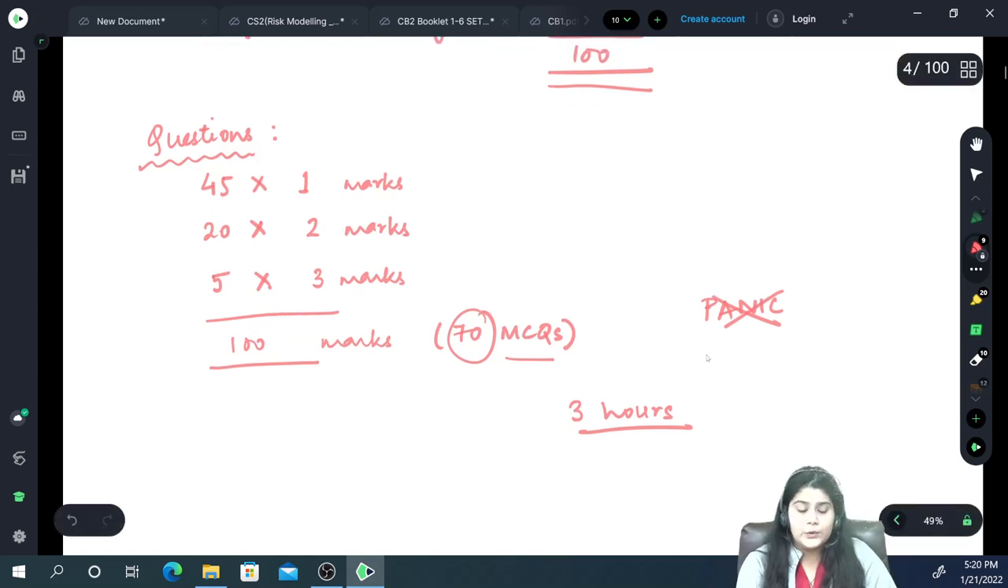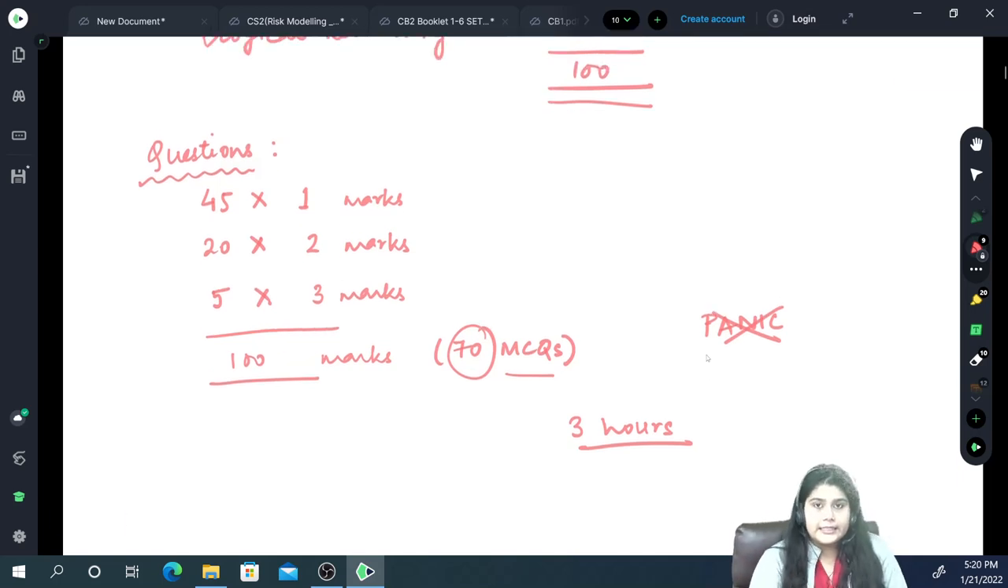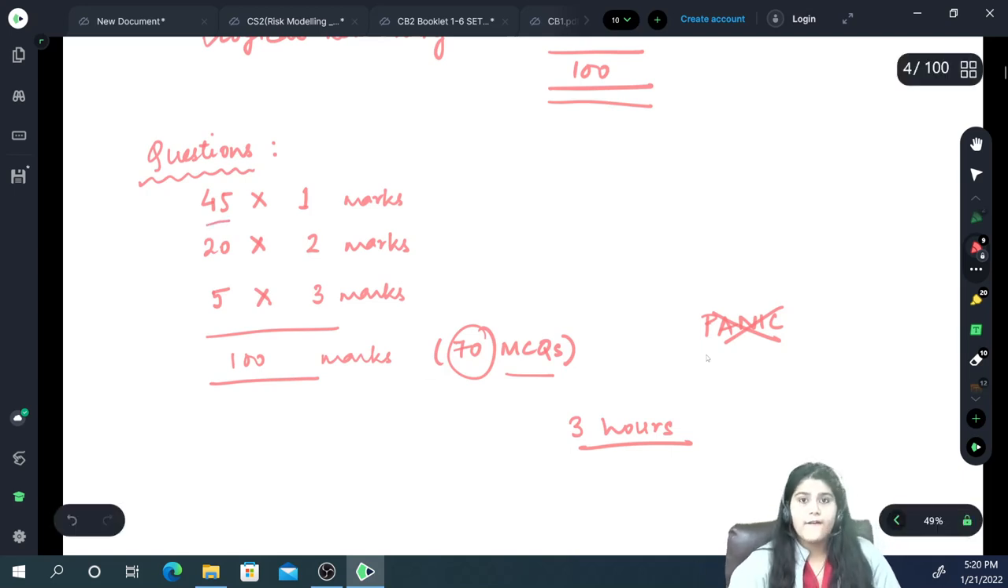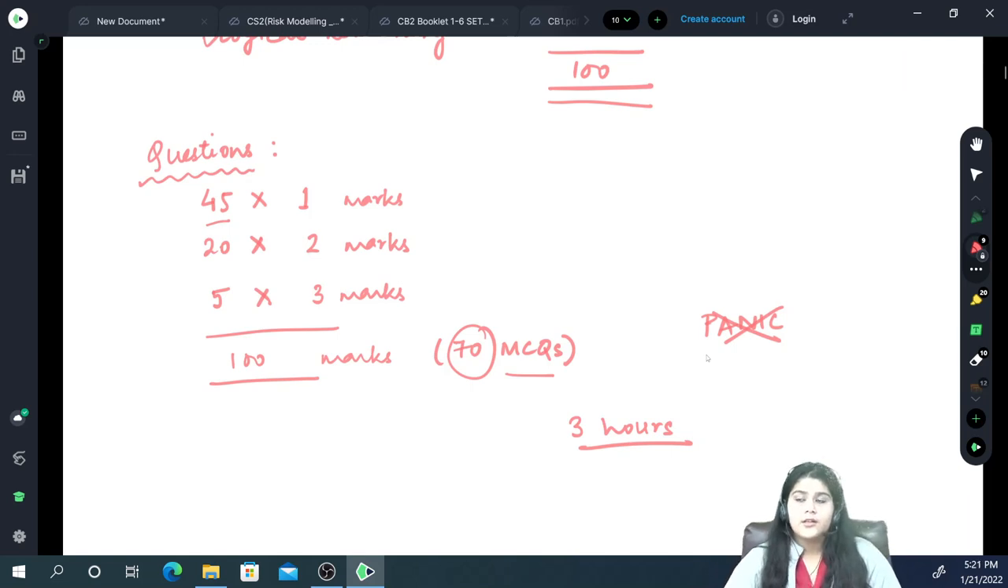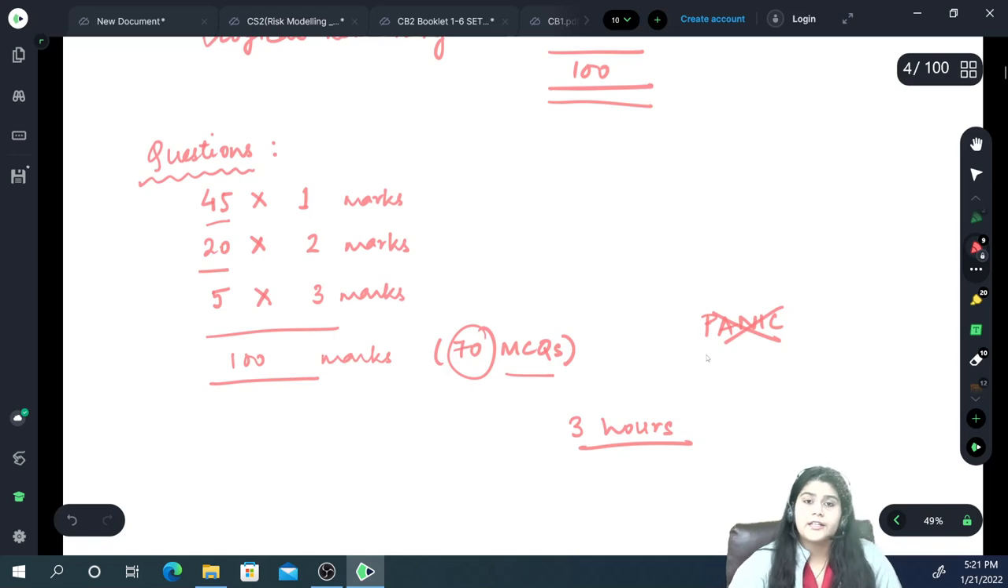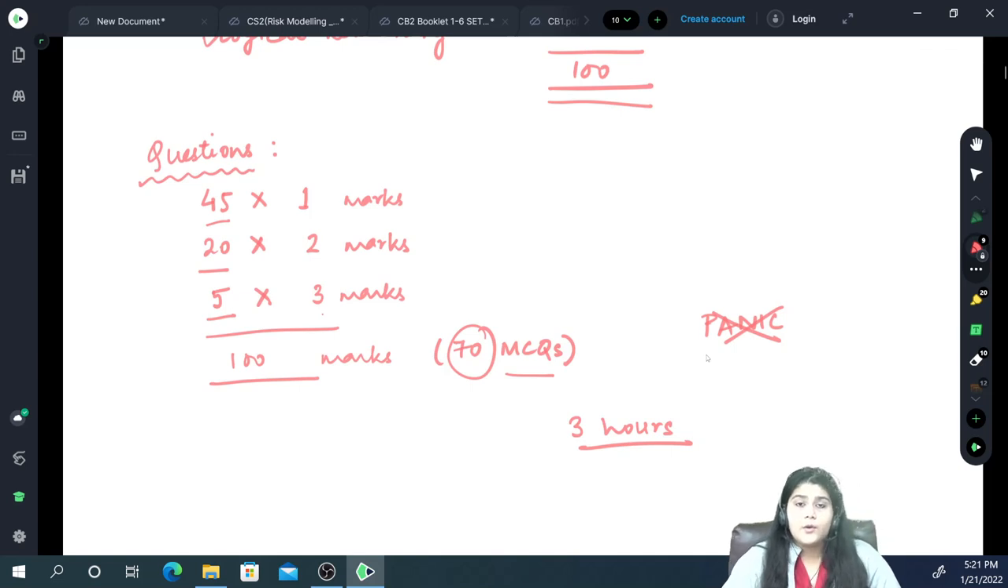Now the MCQs contain either 1 mark, 2 marks or 3 marks. 45 of the MCQs will have the weightage of 1 mark, 20 questions will have a weightage of 2 marks, and 5 questions will have a weightage of 3 marks. So now, how do the marks vary? It varies for the maths and stats portions, of course, with the amount of calculation the sum will require.